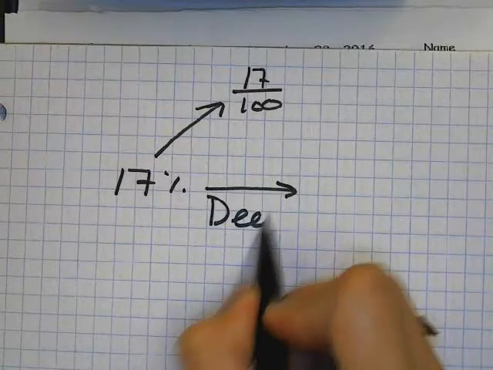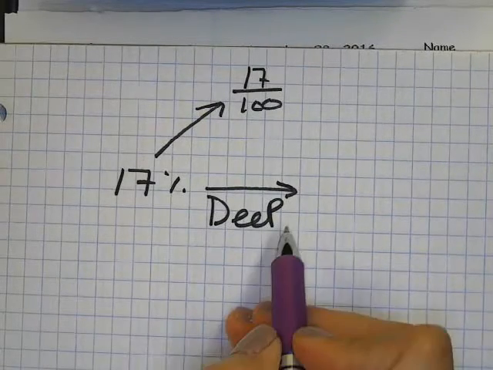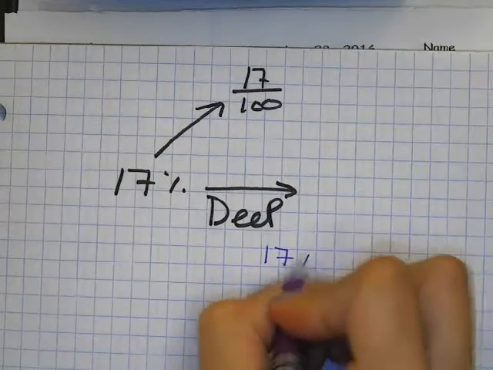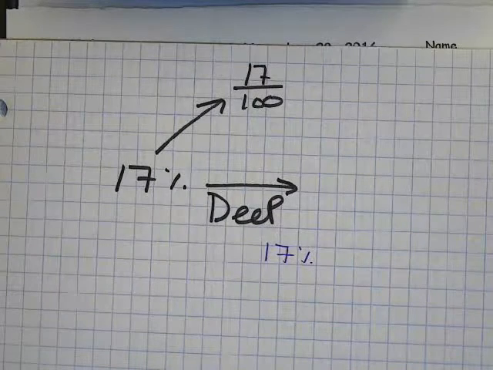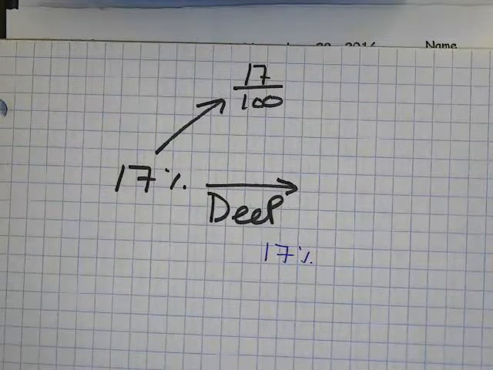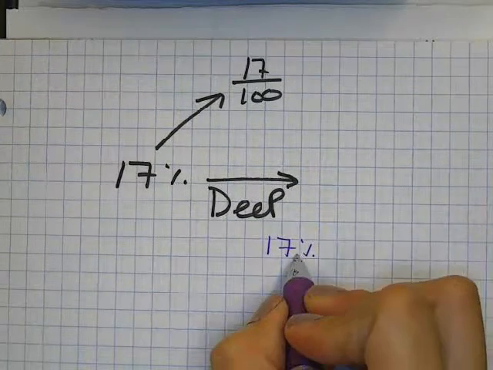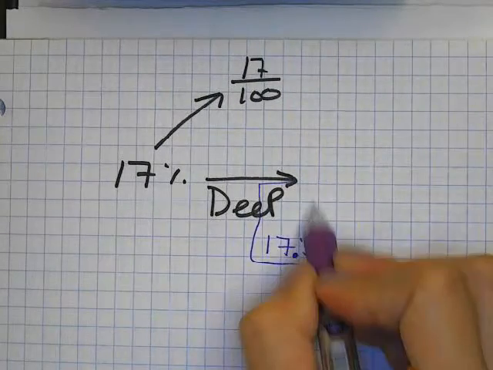Now, the word deep. 17%. So that goes underneath the P because it's a percent. 17%. Now, here's a tricky question. Where is the decimal in 17%? At the end, in the back. Don't put it in the front. Don't put it in the middle. If there's no decimal, it's always in the back. Alright? So that's our percent.